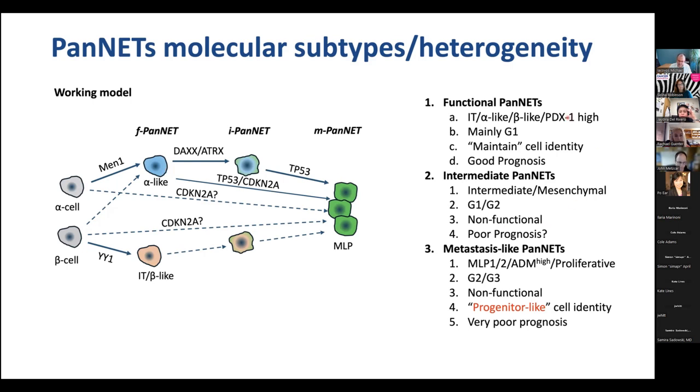So again, we do have 3 groups. The first one, the top one, the functional pancreatic neuroendocrine tumors. I think these are more or less, we know what's going on. They maintain the cell identity. They have a very good prognosis.